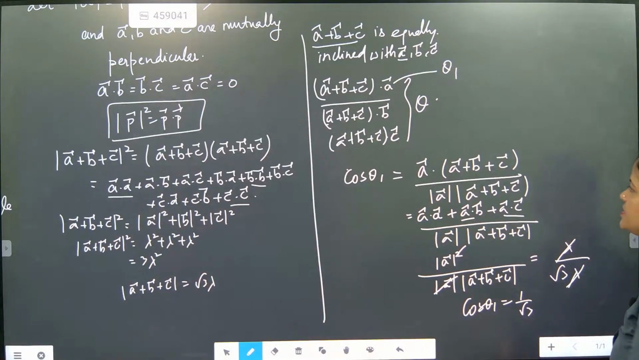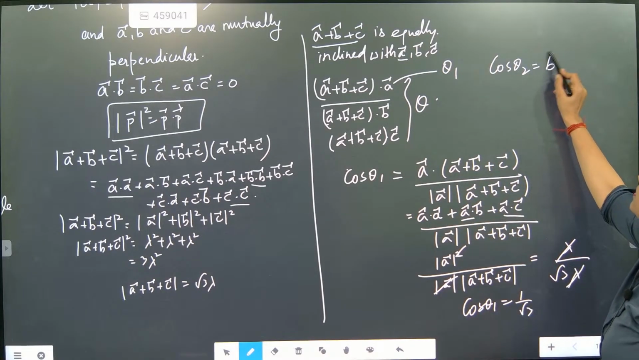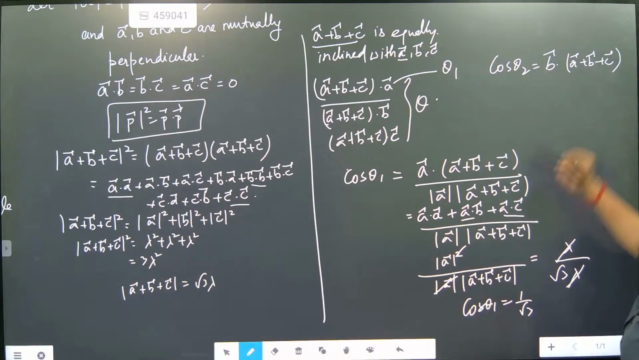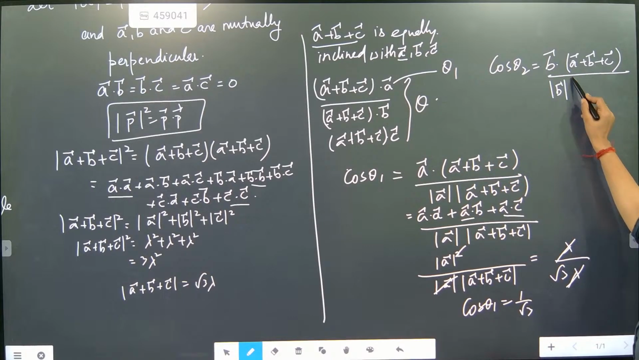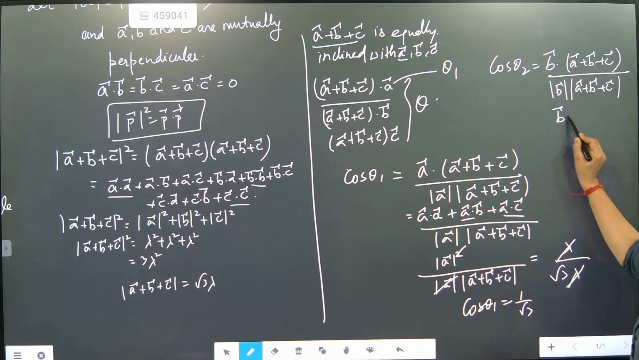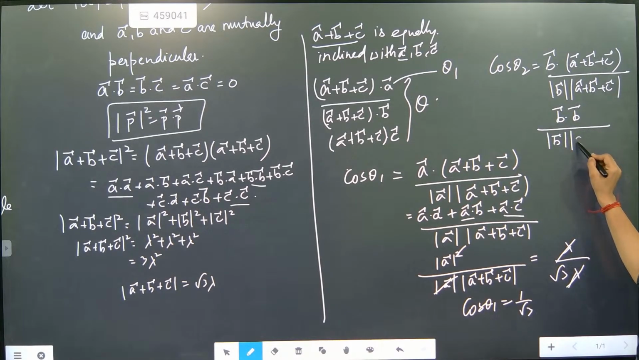Equal inclination means again the same case will come for cos theta 2. For cos theta 2 it will become B vector dot (A vector plus B vector plus C vector) by magnitude of B vector, and then magnitude of (A vector plus B vector plus C vector). Again, multiplying B vector with A vector will become 0. B vector dot B vector only will be left. B vector dot C vector will become 0. Now what is left is this one. Same case will come here. You check.